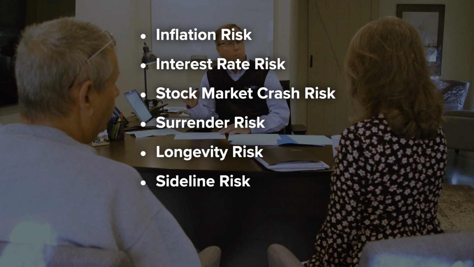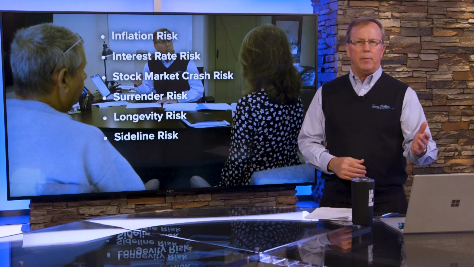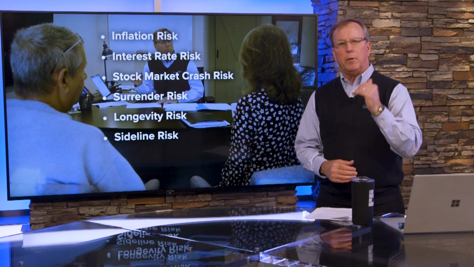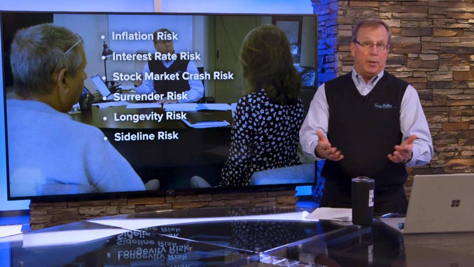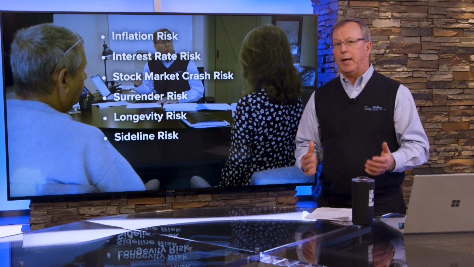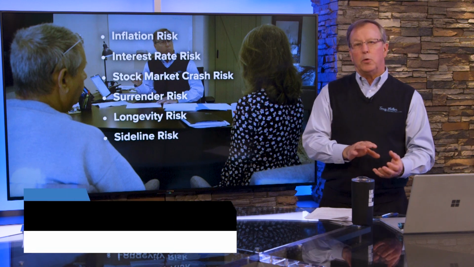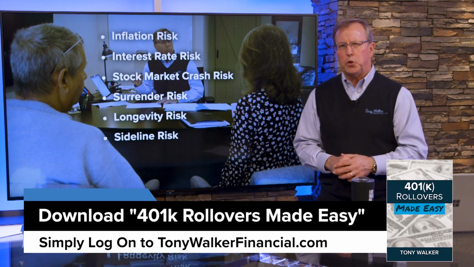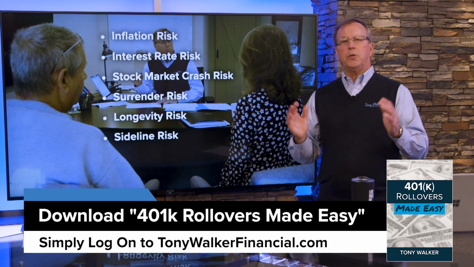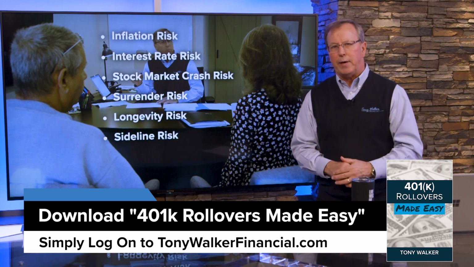Next, sideline risk. Now, what is that? Well, let's use the example of what happened in the pandemic. When the pandemic happened, the stock market crashed. It might have been you. You were in the 401k at work. You got nervous. You were losing money. So you kind of put it on the sidelines. In other words, you contacted your custodian. You said, get me out of the market, put me in a stable value fund.